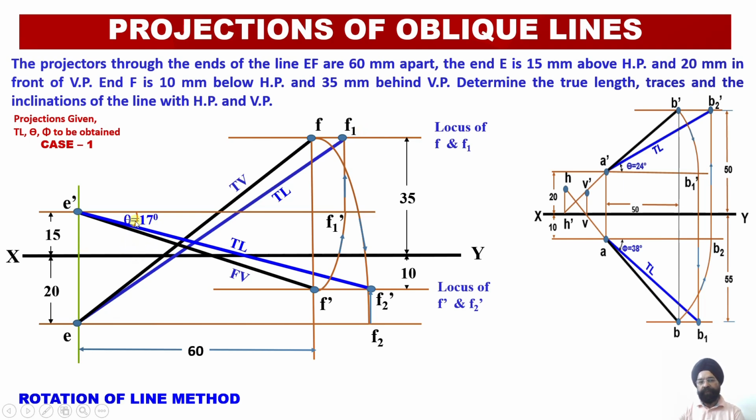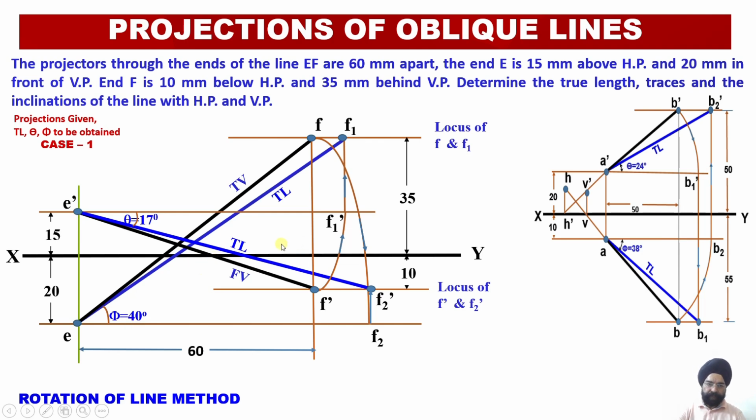And then I want to mark the angle theta. Angle theta is the angle of inclination of the true length of the line in elevation, or in the front view, with the horizontal plane. So this angle you need to measure and mark onto the drawing. Similarly, angle phi is the angle of inclination of the true length of the line in plan with respect to the vertical plane. So both these angles theta and phi we have evaluated and marked onto the drawing over here.